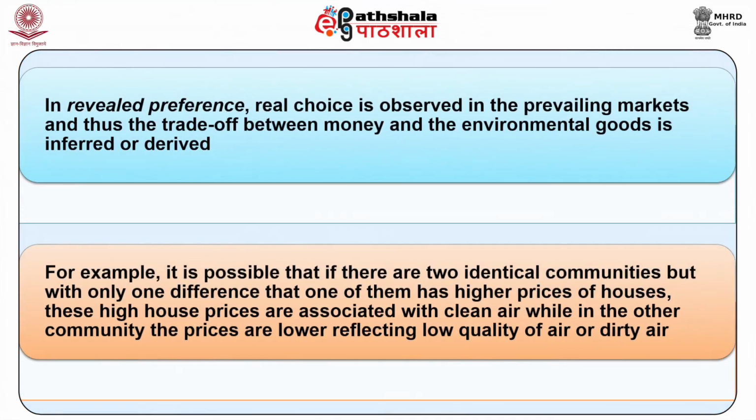In revealed preference, real choice is observed in the prevailing markets and thus the trade-off between money and the environmental goods is inferred or derived. For example, it is possible that there are two identical communities with only one difference: one of them has higher prices of houses, and these high house prices are associated with clean air, while in the other community the prices are lower, reflecting low quality of air or dirty air.